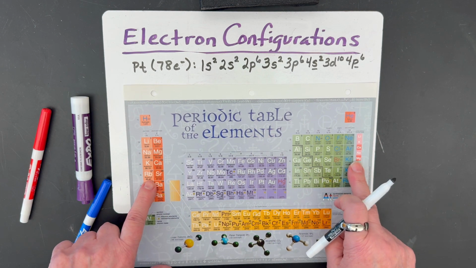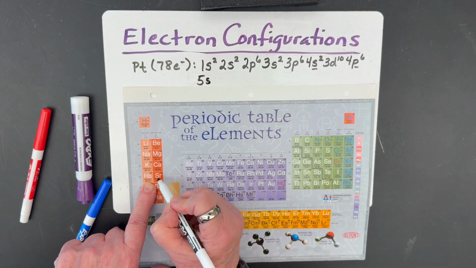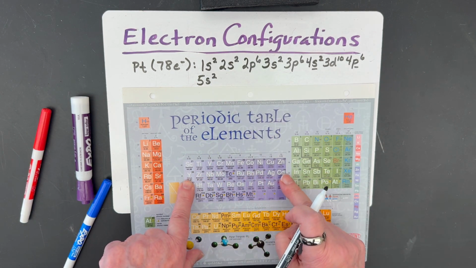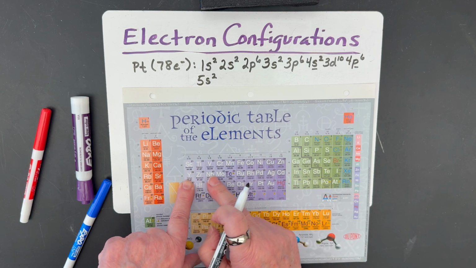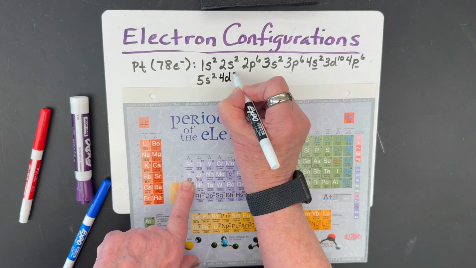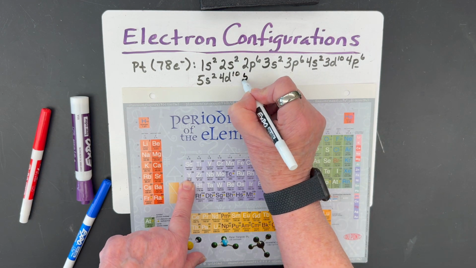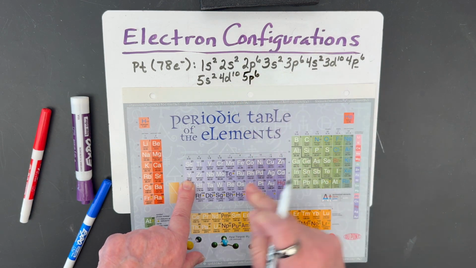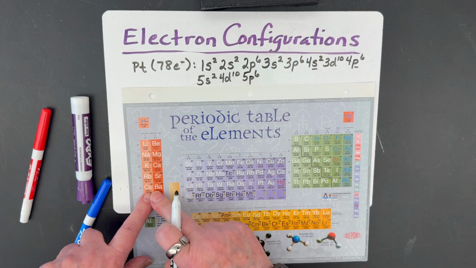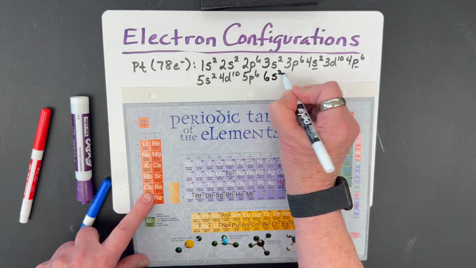We go to our fifth row. So we're starting our fifth row. It starts with an S right here, and we fill it up. Now we hit this D, and we're going to fill that up. But remember, we're on the 5th row, so this is the 4D. We fill it up with 10, and then we hit the 5P, and it has 6, and we've reached the edge of row 5. We go down to row 6, starts with an S, fill it up.